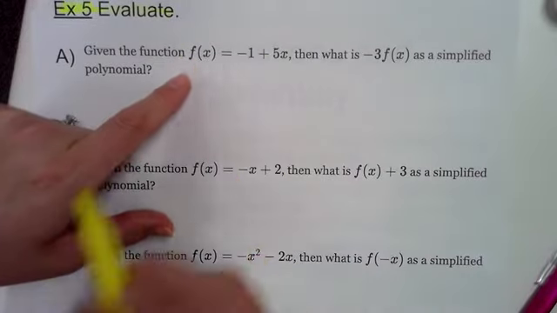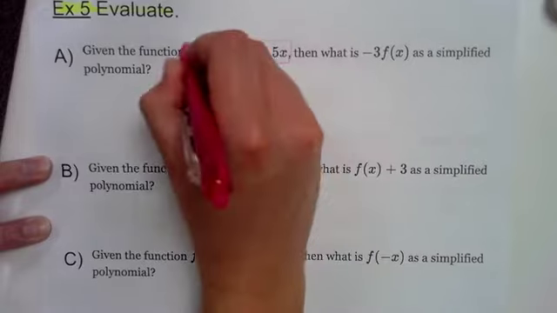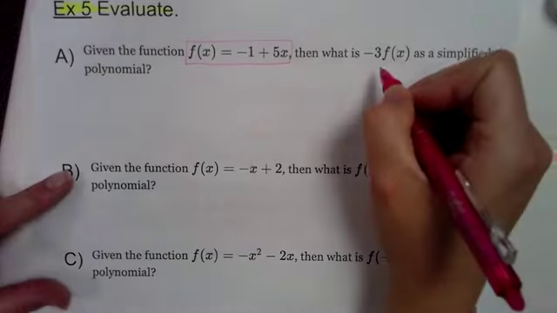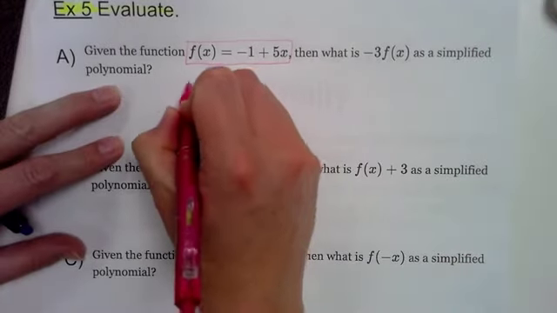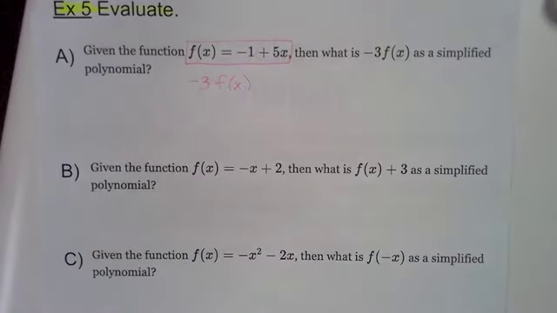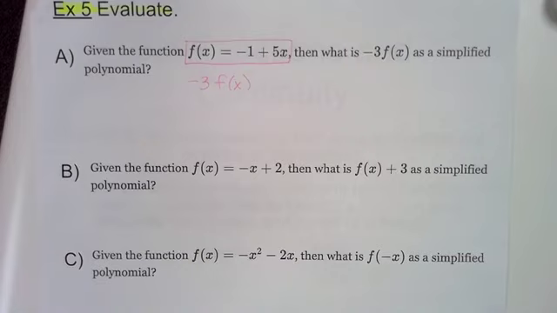Okay. All right, given the function, here's our function. This is definitely something you should write down. Here we go. F of x equals negative 1 plus 5x. What is negative 3 f of x as a simplified polynomial? This is what we're trying to figure out. That's what we're trying to figure out, which is kind of weird. So these are probably the only two things you need to write down here.